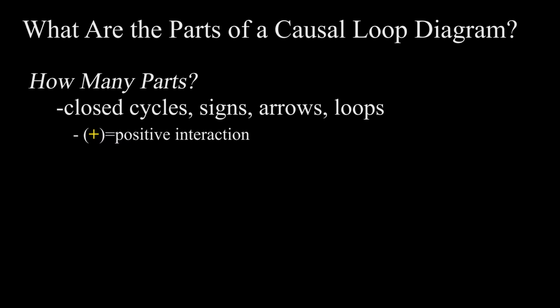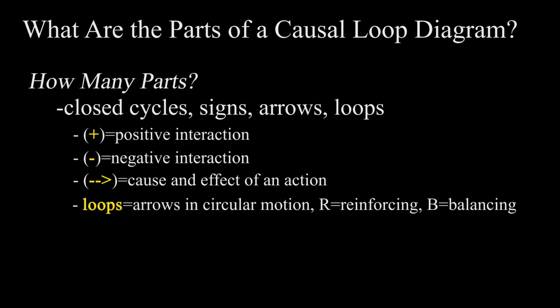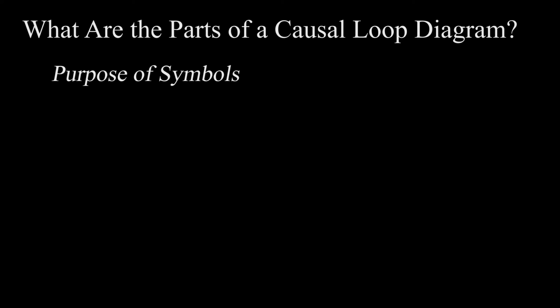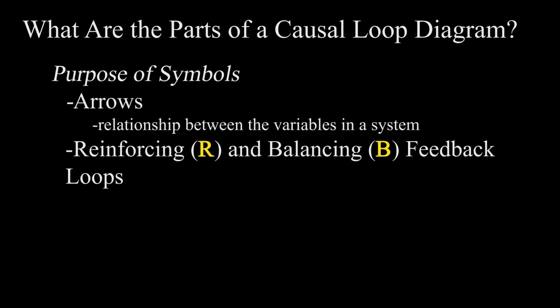A plus sign represents positive interactions, a minus sign represents negative interactions, an arrow represents the cause and effect of an action, and loops are visually represented by arrows moving in a circular manner with either a capital R or B inside of them. Furthermore, these parts have different purposes as well. The purpose of the arrows is to represent a relationship between the variables in a system, while the purpose of the loops is to visualize reinforcing or balancing feedback loops.